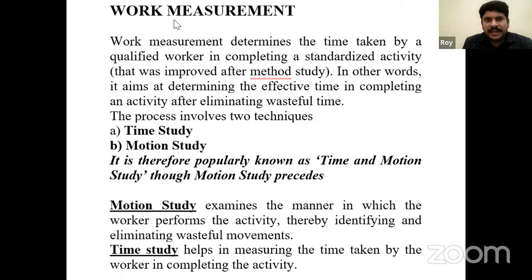Please try to understand. In work measurement, as I told you, time and motion, it determines the time taken by a qualified worker in completing a standardized activity that was improved after method study. In other words, it determines the effective time in completing an activity after eliminating wasteful time. Therefore, it is known as time and motion study, though motion study precedes it. Okay, work measurement or time and motion study. Now, if you understand these two definitions, you will be clear.